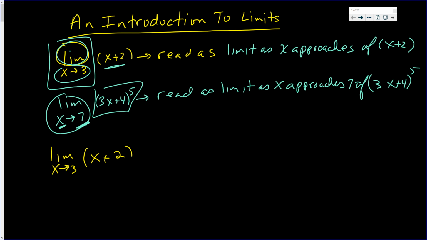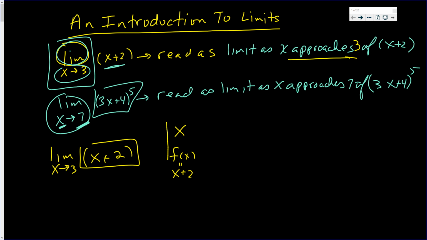Now, as it says, oops, I forgot to write 3. x approaches 3. It never reaches 3. It can get exceptionally close to 3, but not 3 itself. And I want to know what this is getting closer to. So let's have this table. We have x values and f of x values. f of x in this case is x plus 2.